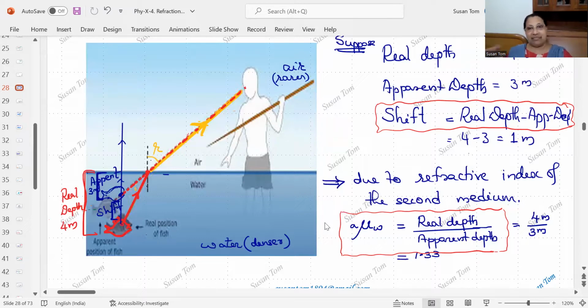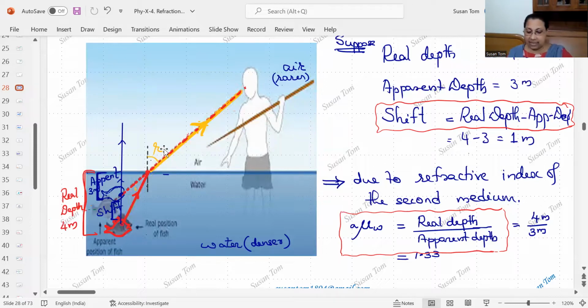Shift we have calculated as real depth minus apparent depth. Now, shift produced depends on different factors. One is the refractive index of the medium. If the denser medium has a greater refractive index, it will give a bigger shift. More the refractive index, more is the shift produced. Second, the total depth, that means the total thickness, that also matters. You can learn it from the book, page 89, I suppose.